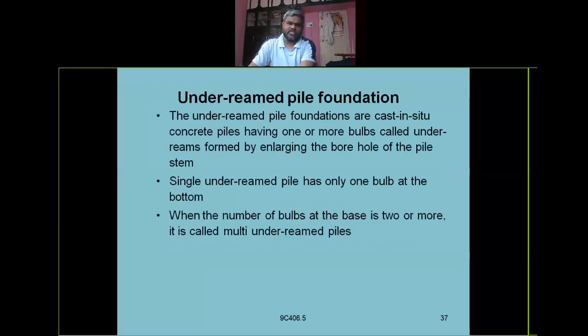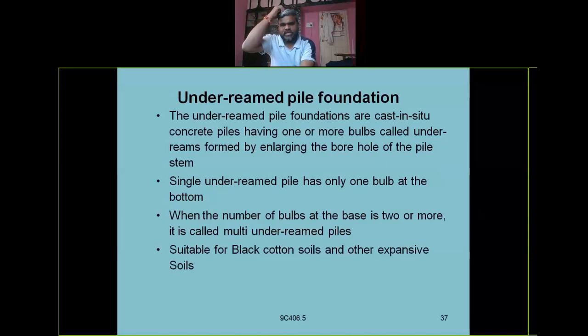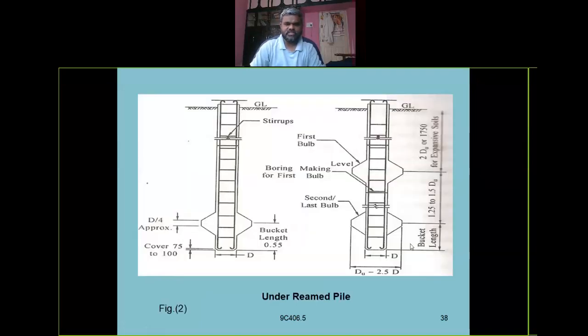So under rimmed piles next. Under rimmed pile foundations are cast in situ concrete piles having one or more bulbs, called under rimmed. Under rims form by enlarging the borehole of the pile stem. Single under rimmed piles have only one bulb at the bottom. When the number of bulbs at the base is two or more, it is called multi under rimmed piles, suitable for black cotton soils and other expansive soils. Right. So just see one. This is the under rimmed piles.